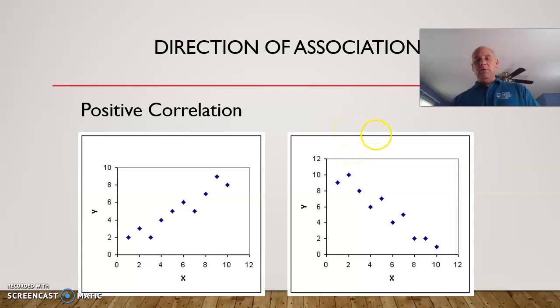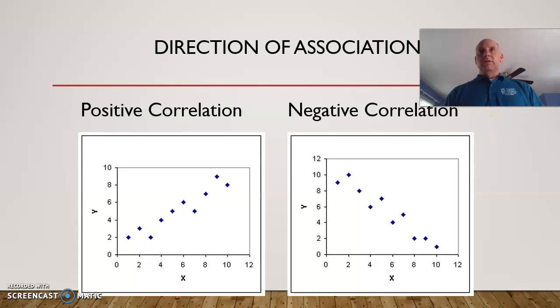But then as we raise the price and keep raising it out to the right, you see the amount of tickets that we sell goes down. That's what we call a negative correlation. One of them is going up. In this case, the ticket price on the x-axis is going up, and the amount of tickets that people are buying is going down. It's a negative correlation.